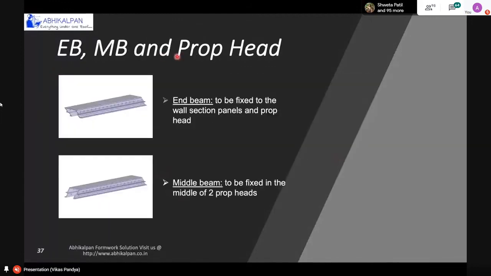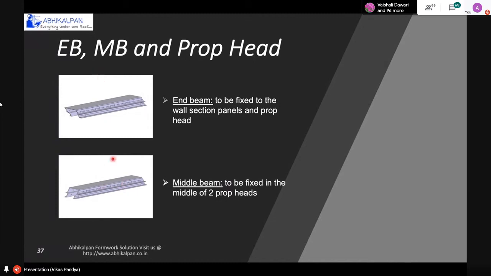Then the next component is the EB, which is called end beam, MB, middle beam, and prop head. This is a horizontal supporting system for deck panels. The end beam is connected between the slab corner and prop head. And the middle beam is connected between two props. When you have to place a beam between two props, then we will place the middle beam.